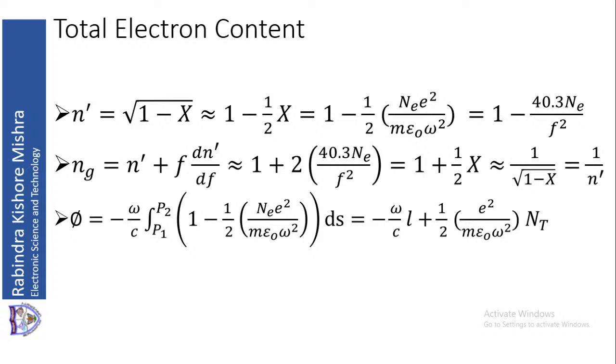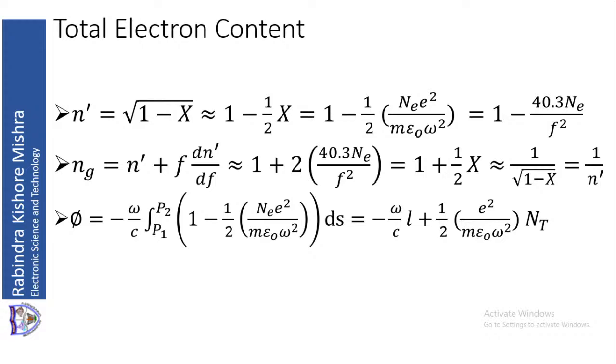Now lambda into f is equal to c, 2 pi f is equal to omega. So this will be minus omega upon c. 2 pi by lambda is omega upon c. So that into path difference. Path difference we are taking from p1 to p2. So from p1 to p2, path difference will come from this value of n dash. N dash into ds, that gives you the path difference. Right? So that will be 1 minus 1 by 2 n square by m epsilon 0 omega square ds. This comes from path difference.